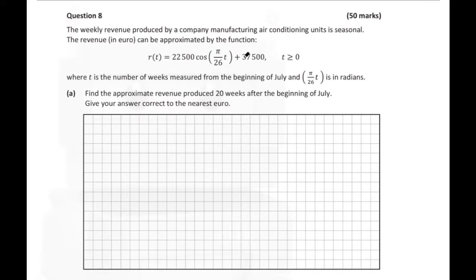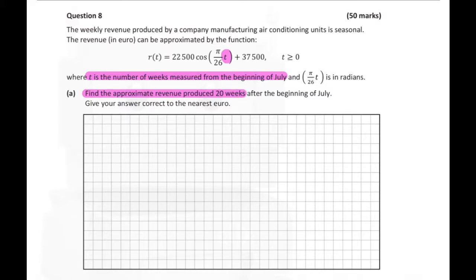So it looks really complicated from the onset, but it's really straightforward differentiation and really straightforward functions. The numbers and the symbols just look a little bit awkward. If we look at the first part here, it says find the approximate revenue produced 20 weeks after the beginning of July. Here they tell us that t is the number of weeks measured from the beginning of July. So what we now know is we actually have a value for our t here.